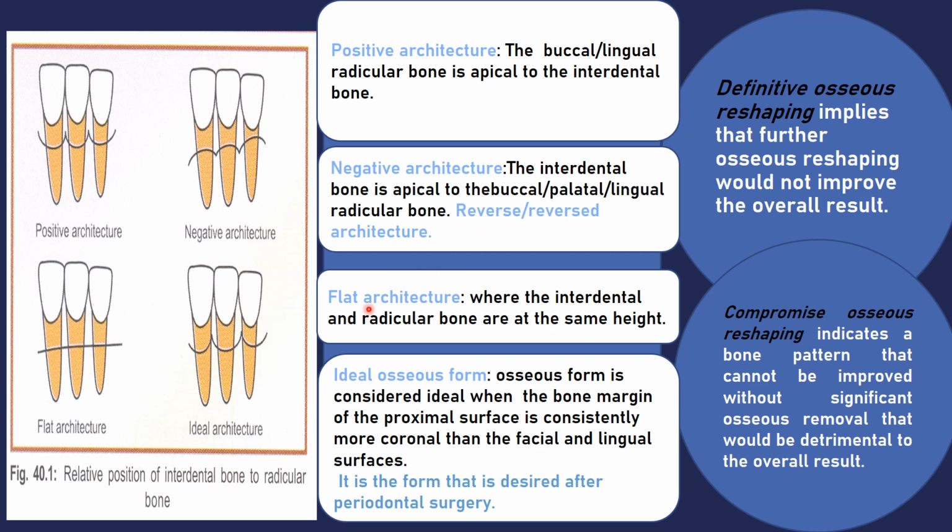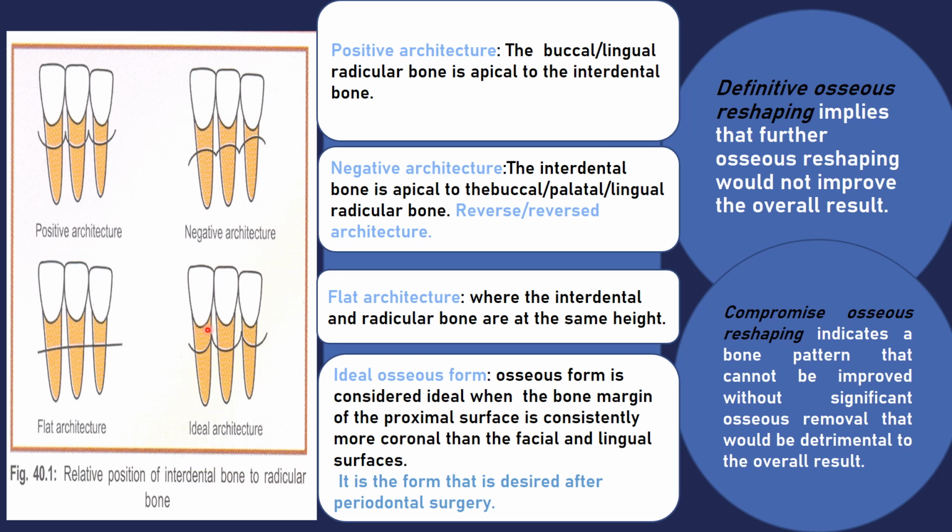Then what do we mean by flat architecture? Here both the interdental and radicular bone will be at the same height. Okay. And then coming to the ideal osseous form, that is considered ideal when the bone margin of the proximal surface is consistently scalloped. That is what we are achieving. By removing bone, we will be achieving this type of bony architecture, where the interdental proximal bone margin will be more coronal than the facial and lingual surface.